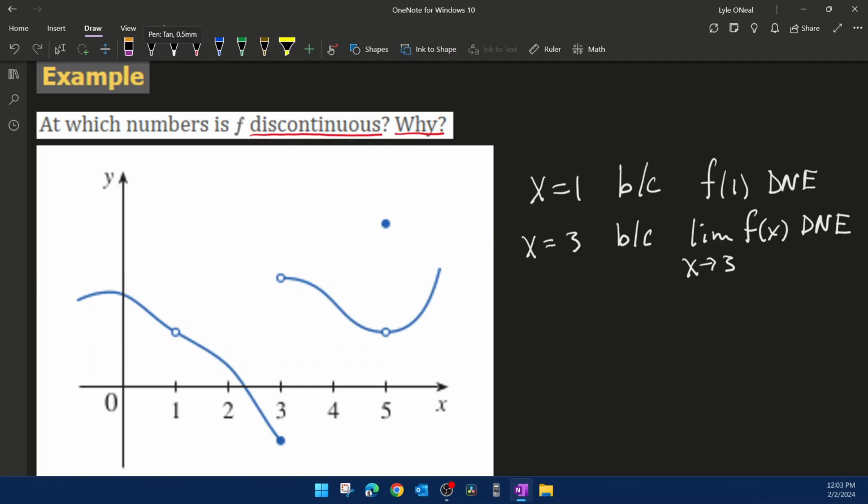And the last point of consideration here is 5. Notice that the limit exists. As we approach 5 from the left and the right, we are approaching the same height. Notice there is a solid dot up here, so f of 5 does exist. There is a function value at 5. The problem is that this function value is not the same as what the limit is.